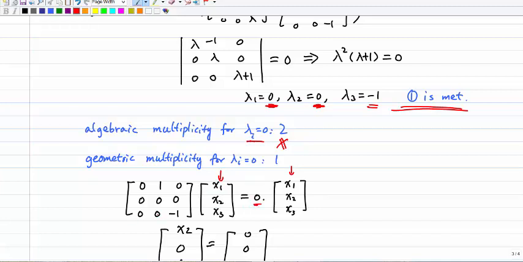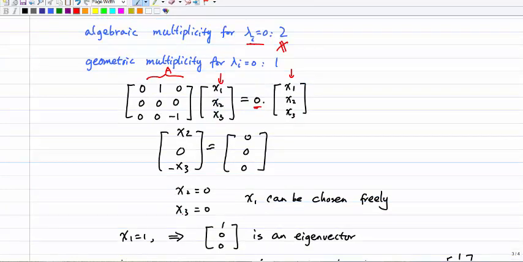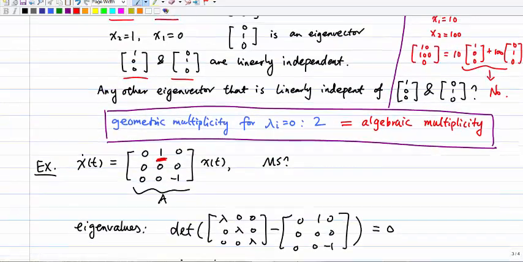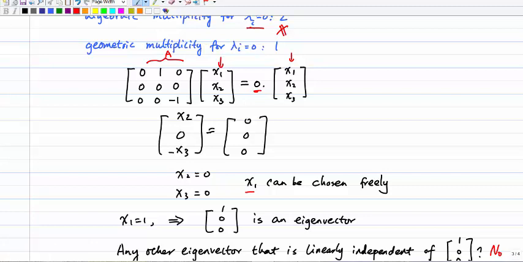So Ax equals lambda x, right? When I do the multiplication, I have (x2, 0, -x3) equal to (0, 0, 0). So here I have x2 is 0, x3 is 0. So only x1 can be chosen freely. In the previous case, both x1 and x2 could be chosen freely. As you can imagine, I can select x1 to be 1, and of course (1, 0, 0) is an eigenvector.